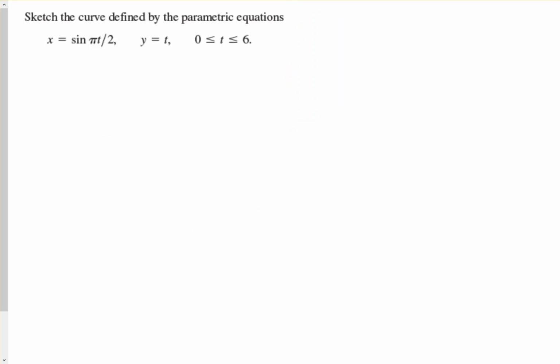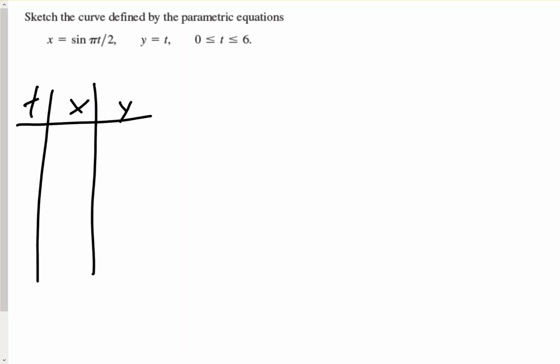Sketch the curve defined by the parametric equations. Okay, so we have x equals sine of pi t over 2, y equals t, and t is between 0 and 6. Okay, let's make a table. T, x, y. So t is between 0 and 6, so let's go 0, 1, 2, 3, 4, 5, 6. Okay, let's first plug in for t in our x equation.